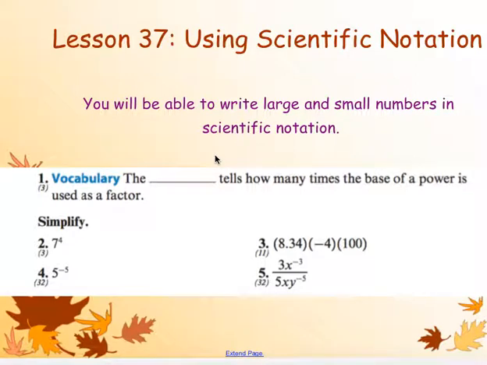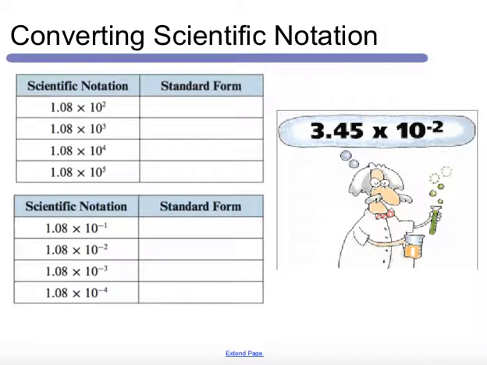Algebra 1, Lesson 37, we are looking at scientific notation and being able to go back and forth between standard notation and scientific notation, and then also being able to multiply and divide with scientific notation. So if we are going from scientific notation to standard form, remember those powers of 10 move our decimal place. That's really a helpful way to think about this.